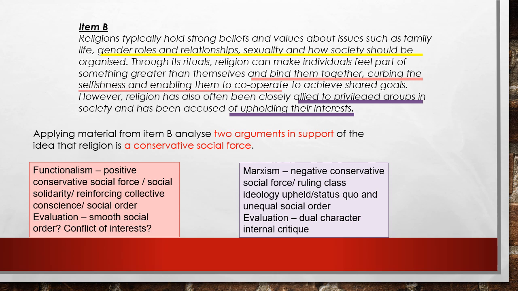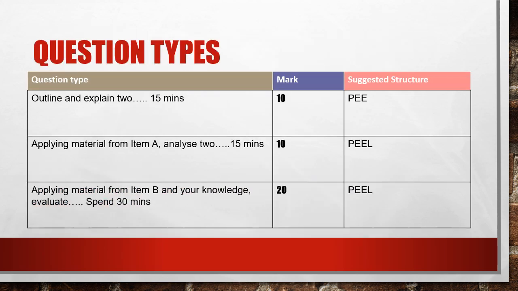Again, build in a background about the theory. So say functionalism is a consensus-based theory which argues that religion is a conservative force, whereas Marxism is a conflict theory that also believes religion is a conservative force. Look at the similarities and differences. They are both structural theories. They both believe religion preserves the status quo. They preserve society and social order, but one's happy about it and one's not very happy.